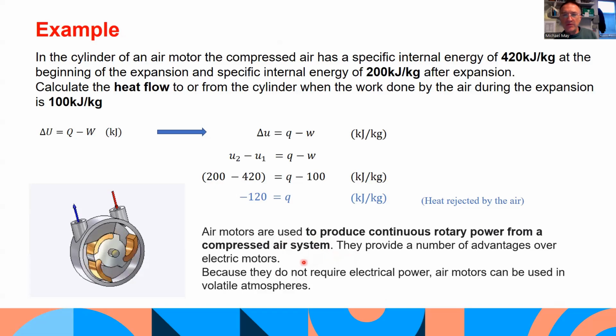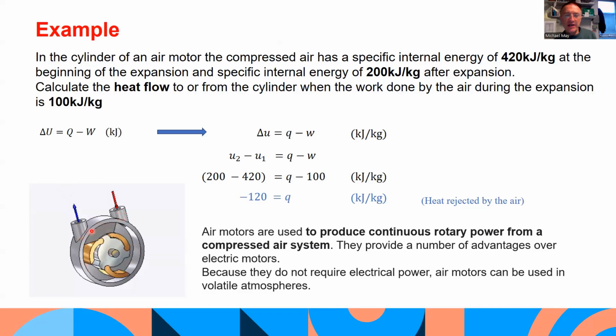They provide a number of advantages over electric motors. Because they do not require electrical power, air motors can be used in volatile atmospheres. So the air is coming in, it's rotating those vanes, and that rotates the shaft and does some kind of shaft work for us. And then the air goes out this way.